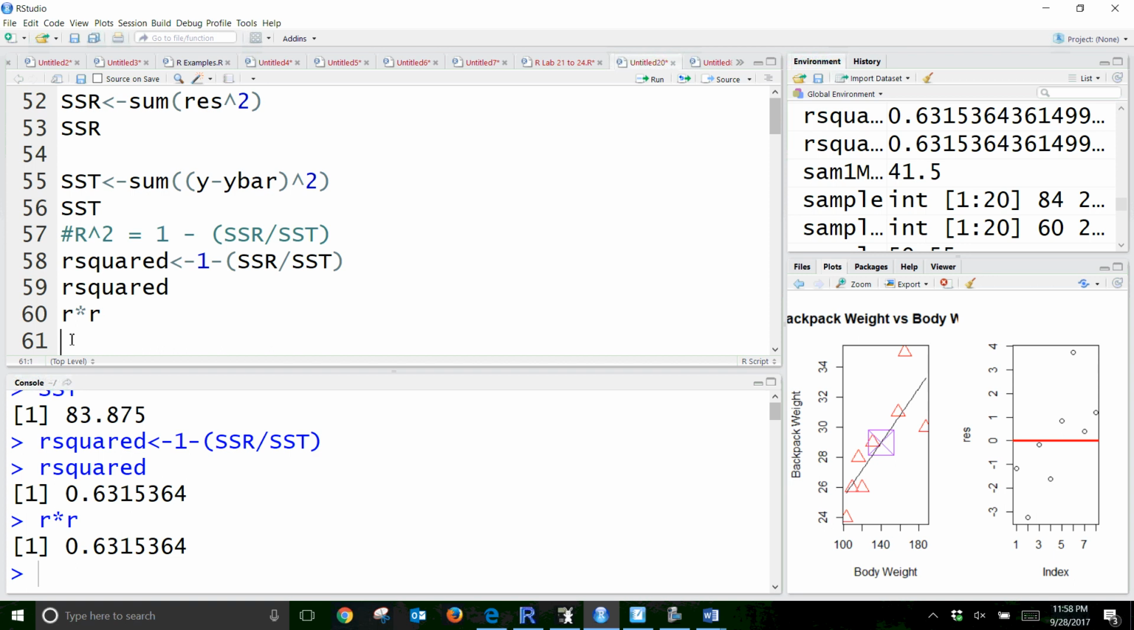So R squared is the coefficient of determination, and R is the coefficient of correlation. Remember, R is between -1 and +1, and the absolute value of R is the strength, so between 0 and 1. And here, the closer R gets to 1, the better the model fits the data.